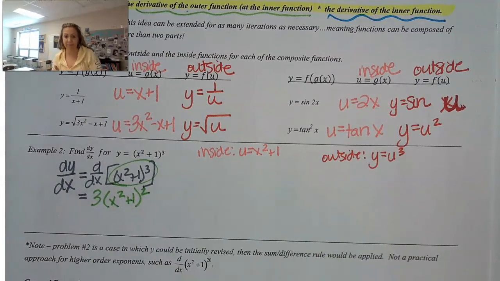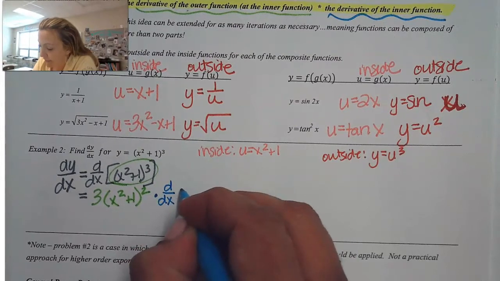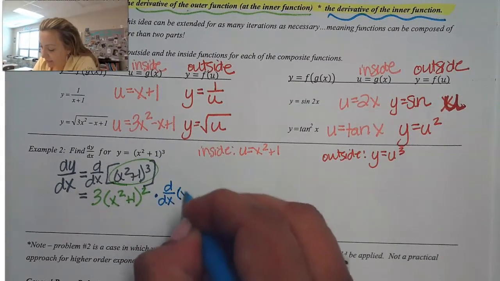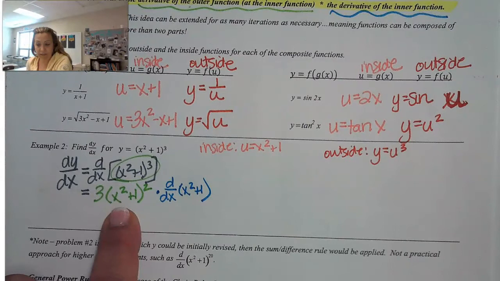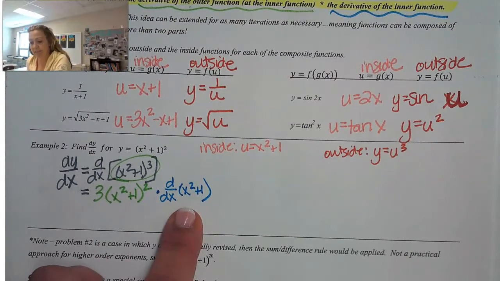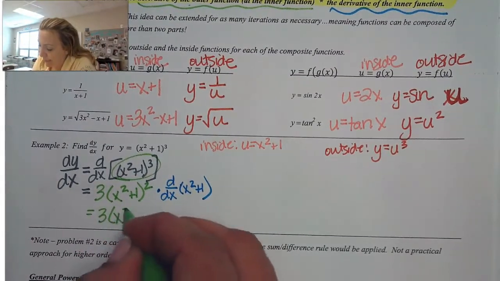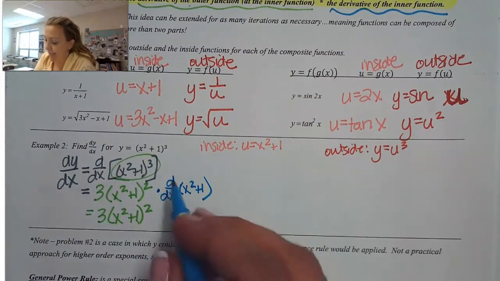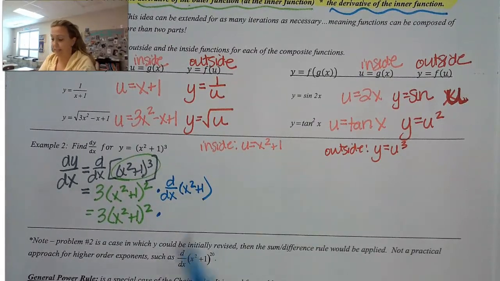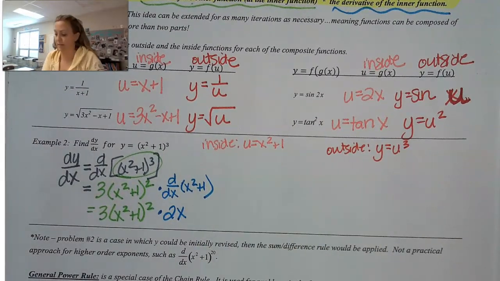squared, okay? But because there was an inside function, we also need to multiply that by the derivative of the inside function, which is the x squared plus 1. So this is the derivative of the outside function, and we want to multiply that by the derivative of the inside function. Well, we need to find that, okay? So I'll leave this 3 times the quantity x squared plus 1 quantity squared, and now I want to multiply that by the derivative of the inside function. The inside function was x squared plus 1. The derivative of x squared plus 1 is just 2x.